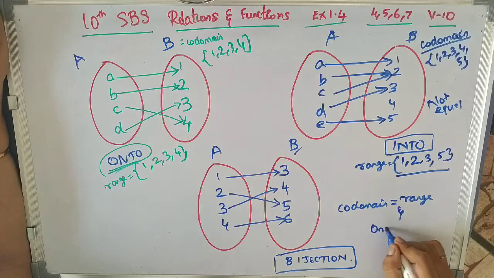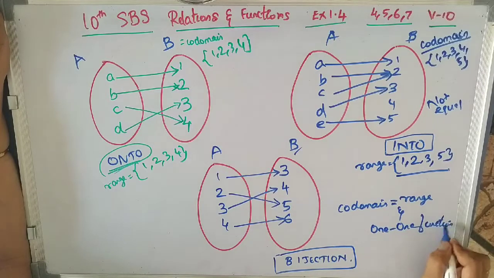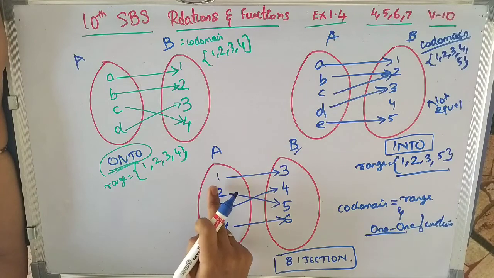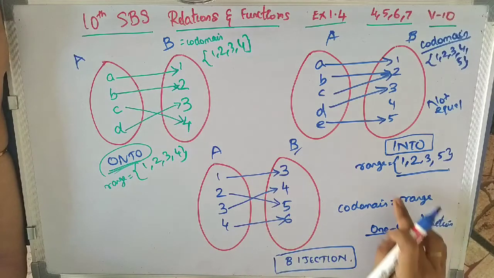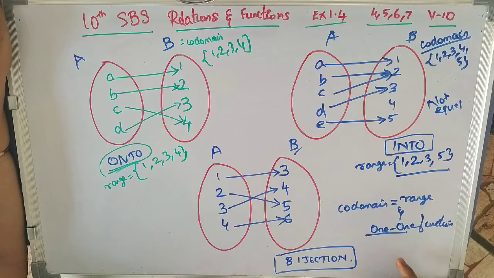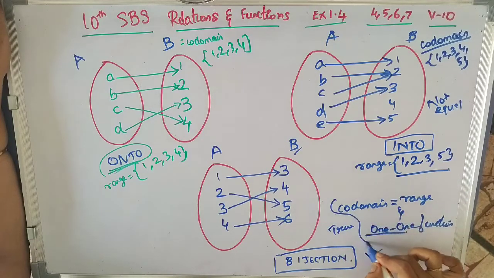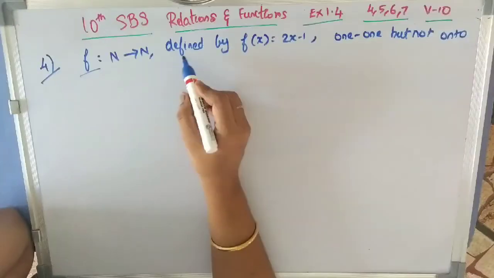Right? And if it's a one-to-one function, that is each element in set A has one image in set B. One element, one image. That means it's a one-to-one function. So it is both onto and one-to-one. Then it is a bijection function. Clear? It's both onto and one-to-one, so when both conditions are true, it is a bijection function. Clear? Now let's go into the exercise.